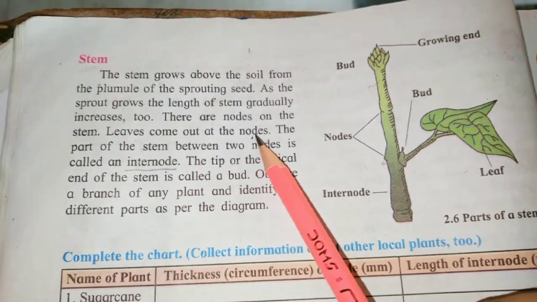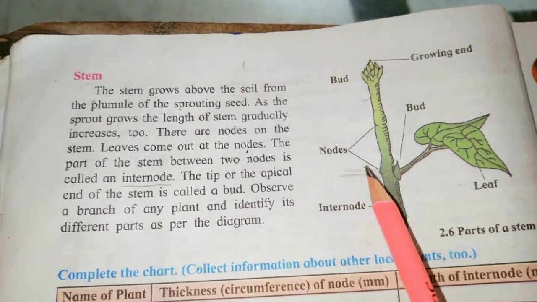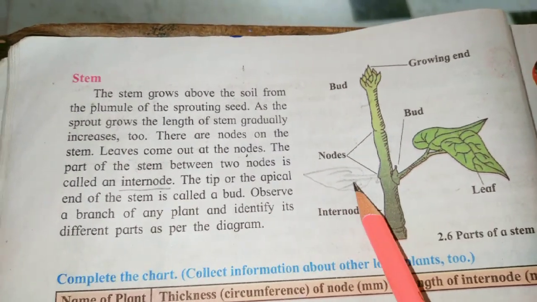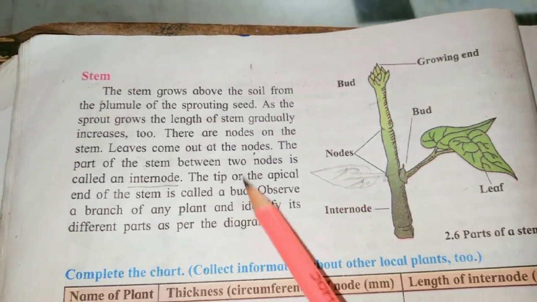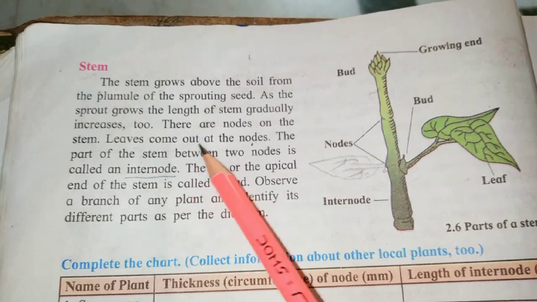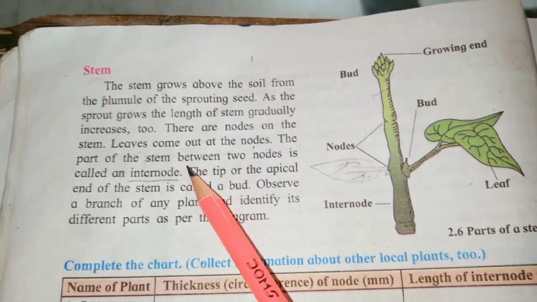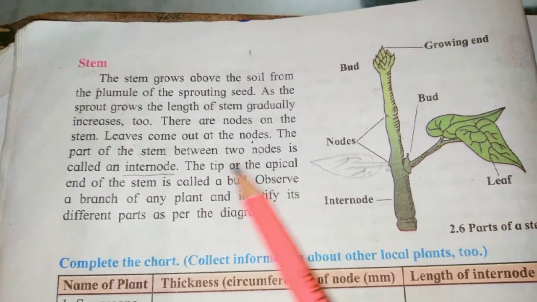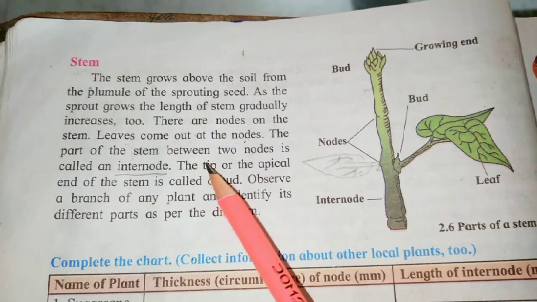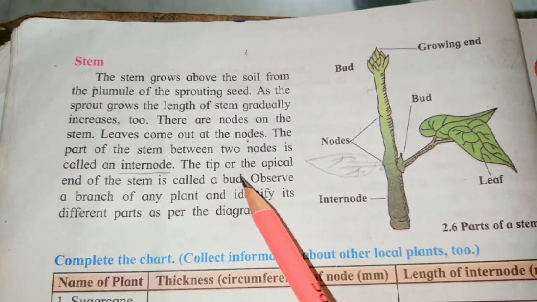Leaves come out of the nodes. From these nodes, what happens? The leaves come out. Okay, leaves come out of these nodes. The part of the stem between two nodes is called the internode. The tip or the apical end of the stem is called a bud.